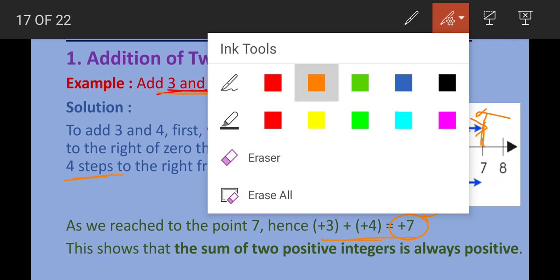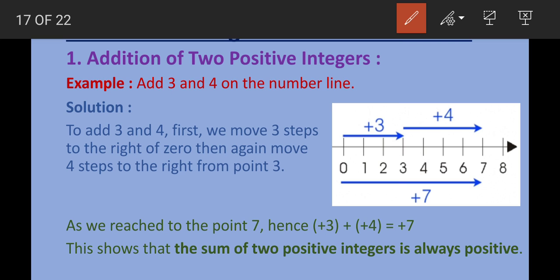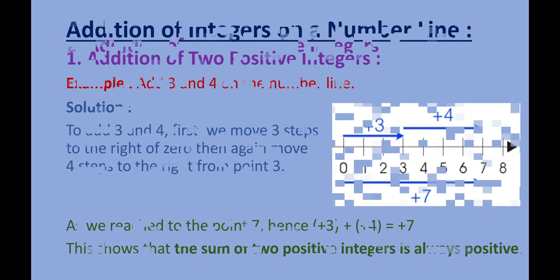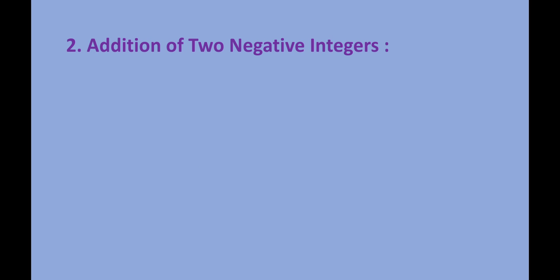So from this we can conclude that the sum of two positive integers is always positive, and we have to move towards the right side. While we are adding two positive integers, we have to move towards the right side, and the addition is always positive. Come to the second one, addition of two negative integers.